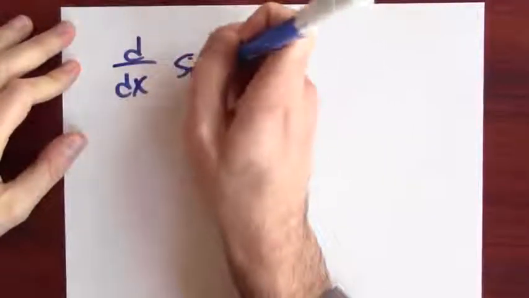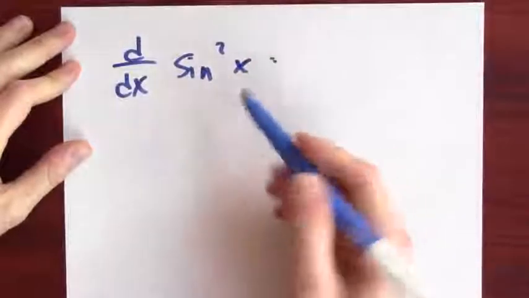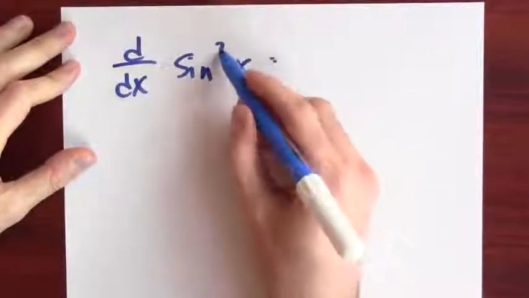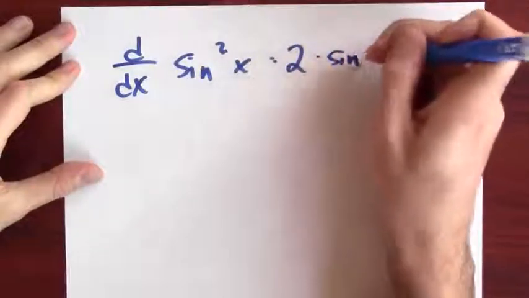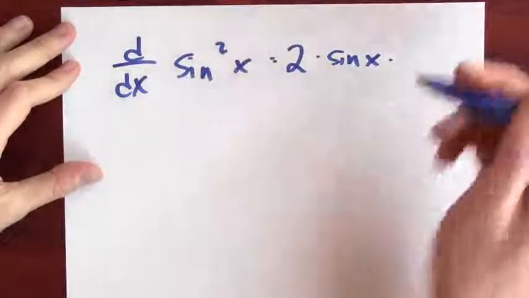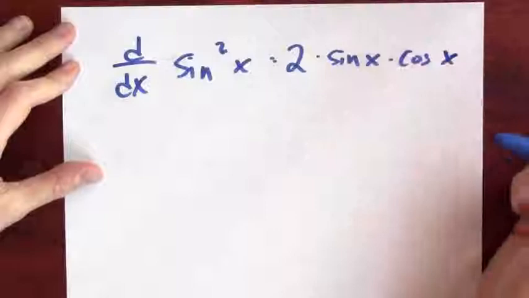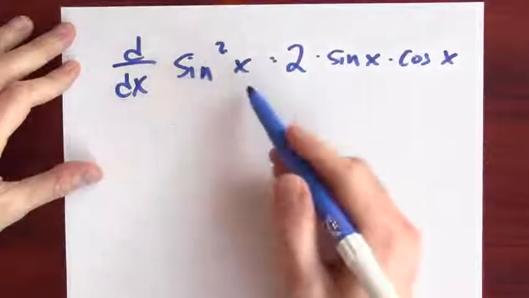With all that we've learned so far, it's super easy to differentiate sine squared x. Well, it's the chain rule, right? It's the derivative of the outside function, which is the squaring function. So it's 2 times the inside function, which is sine x, times the derivative of the inside, which is cosine x. So there, that's the derivative of sine squared x.